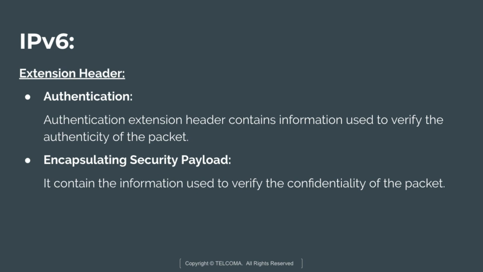Here it contains information used to verify the confidentiality of the packet. So it provides data confidentiality, data authentication, data integrity, and replay protection services to the encapsulated payload. If the value of the next header field is 50, then it will contain the information about the encapsulating security payload as an extension header. So this is all about the extension headers that we can add to the base IPv6 header.